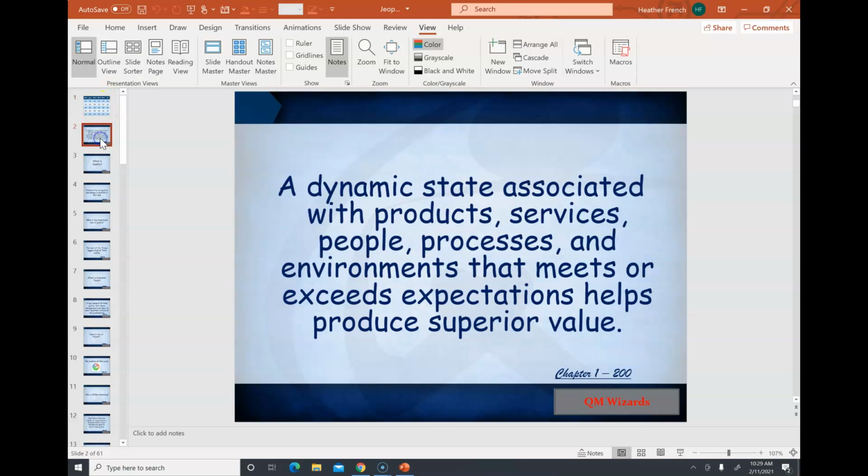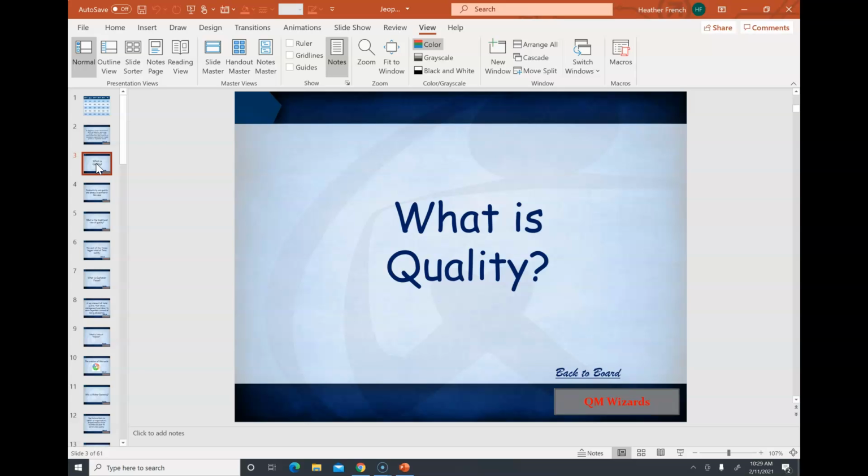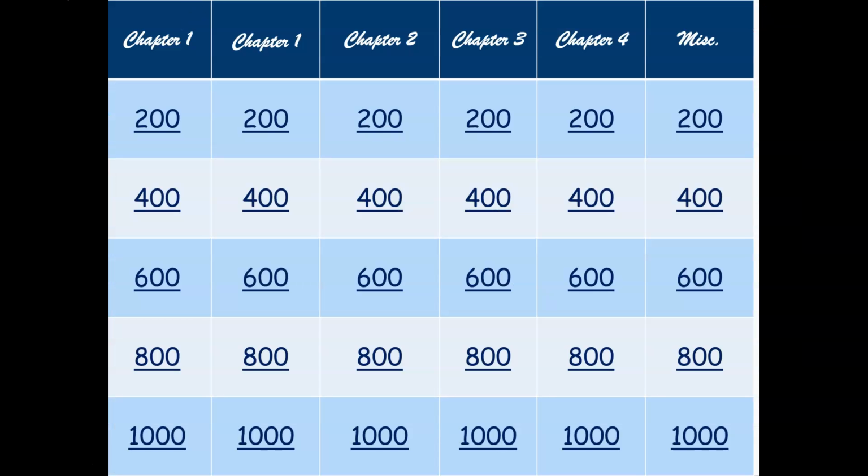So you can just click through the slides, right? Here is one of the clues. A dynamic state associated with products, services, people, processes, environments that meets or exceeds expectations helps produce superior value. So what would that be? Well, in Jeopardy format, we'd say, what is quality? So you can just click through here on this slide and play this way if you like, or you can put it into the presentation slideshow view and you can play it like an interactive game.